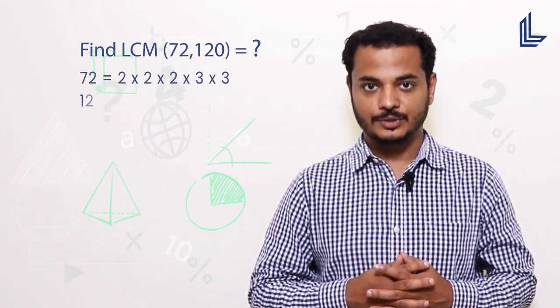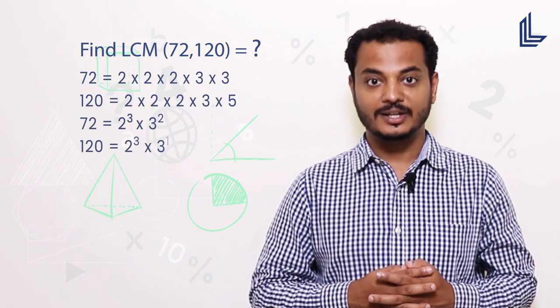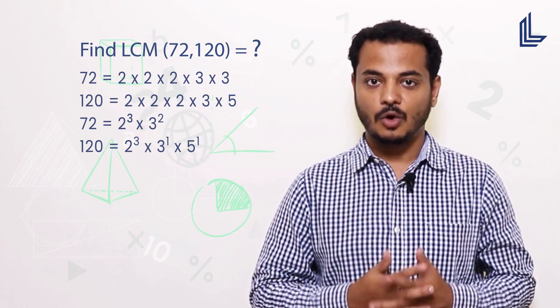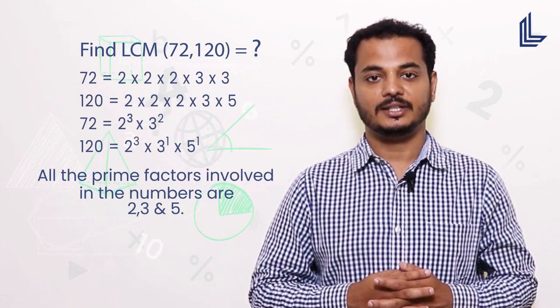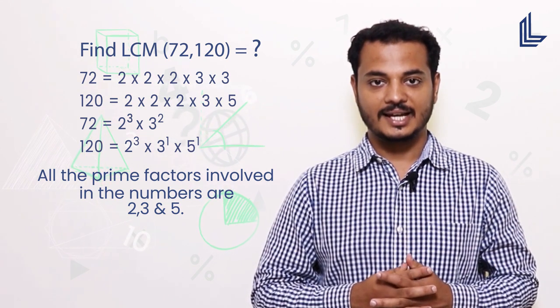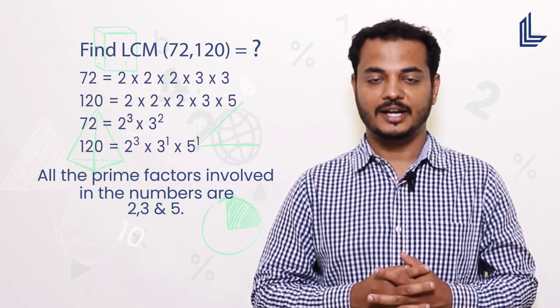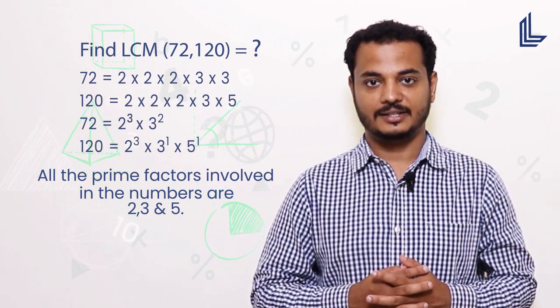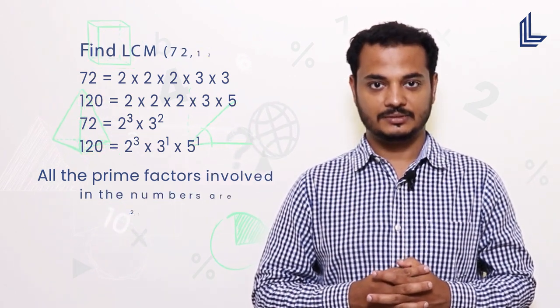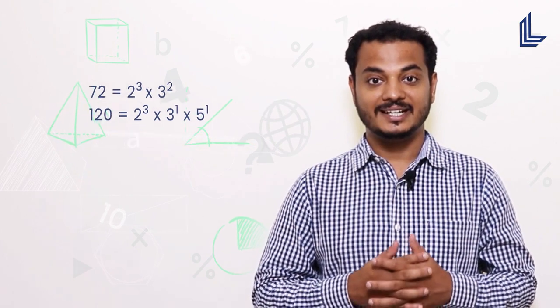For LCM, you don't consider only the common prime factors. You have to consider all the prime factors that are involved in these numbers. So when we look at these numbers, we can see that 2, 3 and 5 are the prime factors involved in these numbers. So what's the next step? You have to look for the greatest power of these prime factors.